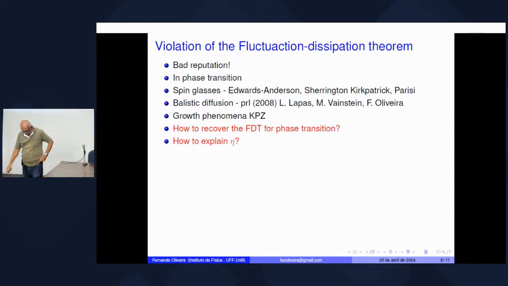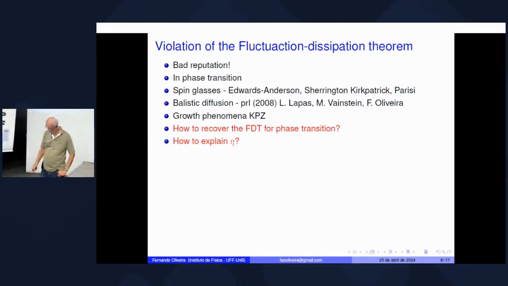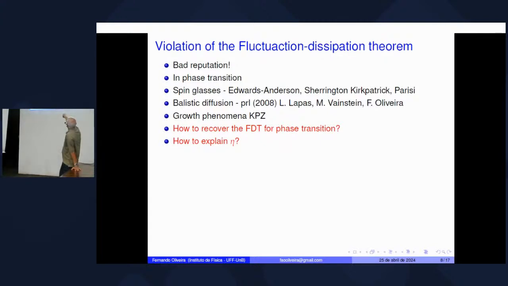Okay, so I get to the point: violation of the fluctuation dissipation theorem. It has a bad reputation because the fluctuation dissipation theorem fails in many situations, just some. Let me talk about phase transitions now, where it fails. Spin glass, Edwards, Anderson, Sherrington, Parisi, and so on, it fails. Ballistic diffusion, we have some problem.